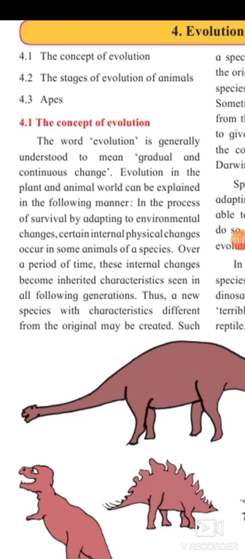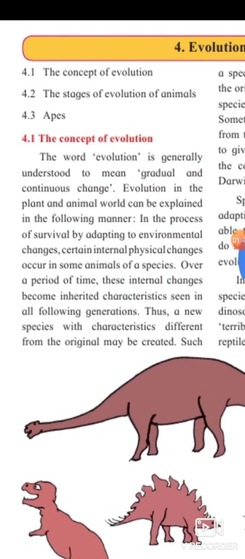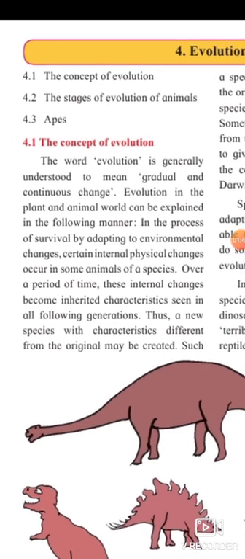These are some of the characteristics which can be seen in following generations also. Adaptability is the main purpose, to live in any kind of place. Thus a new species with characteristics different from the original may be created.